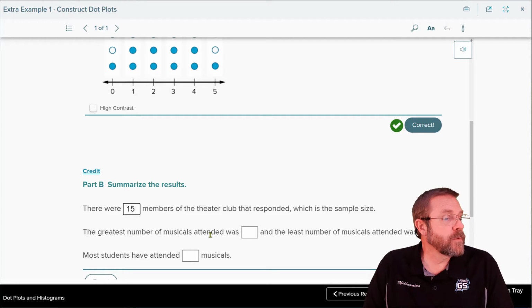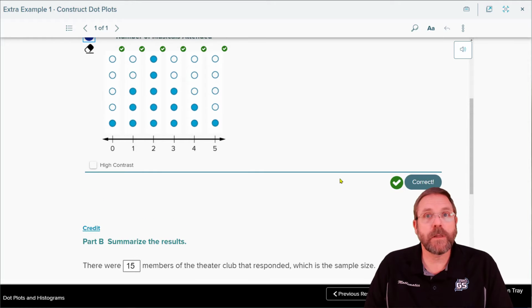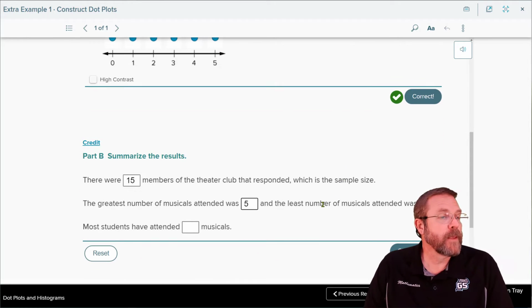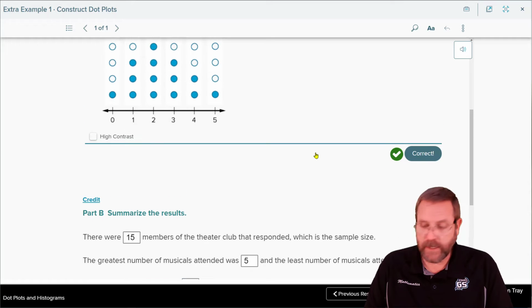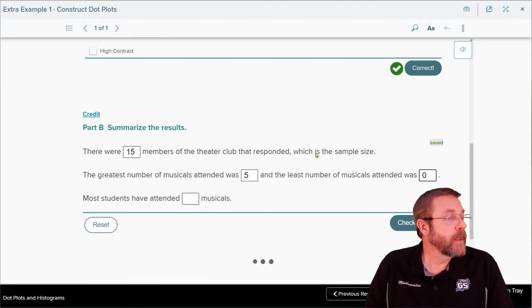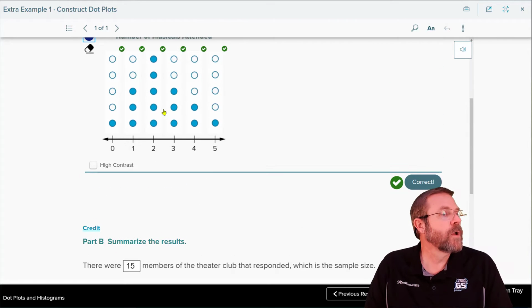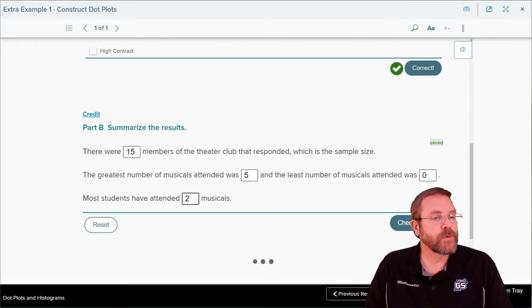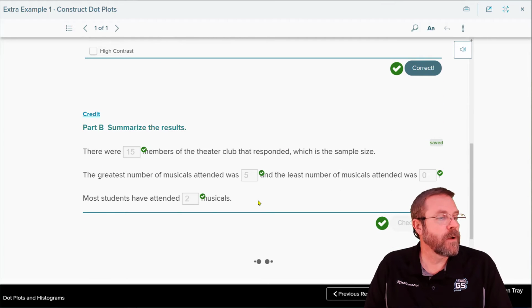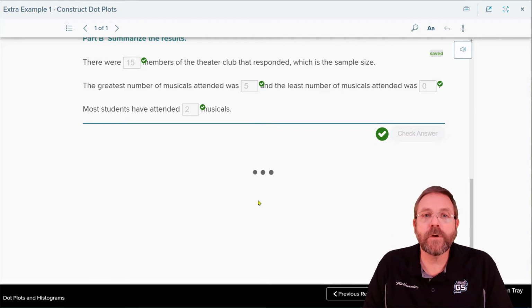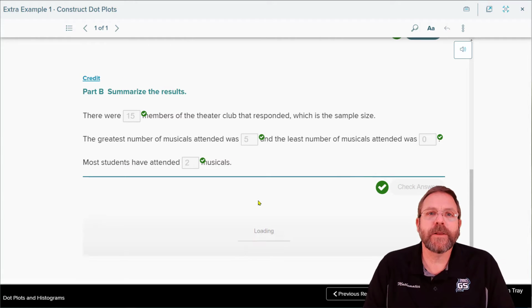The greatest number of musicals attended was going to be 5, because one person just really loves musicals. They went to 5 of them. The least number was 0. That's a category I would have been in. And then the most students have attended 2, because 2 was the most common number of musicals checked. All that checks, and we're good. Easy math. Anybody can do this stuff.